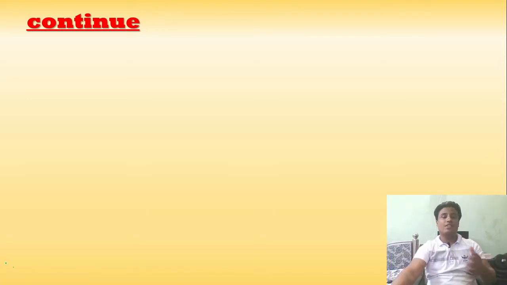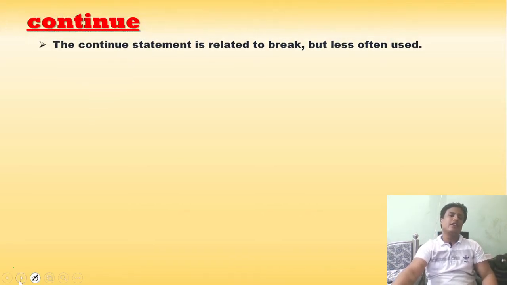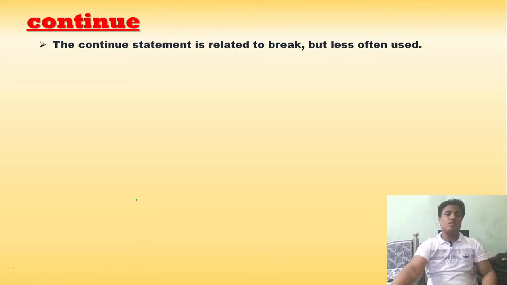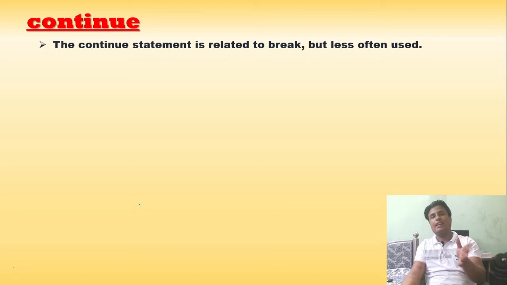Okay, let us see the first point. The continue statement is related to break but less often used. It generally does the same task as break, but the difference is that a break statement will directly terminate the loop. In this case, it will go to the updation part for a for loop and the condition part for a while loop, rather than terminating the block. Okay, hope you are getting it.